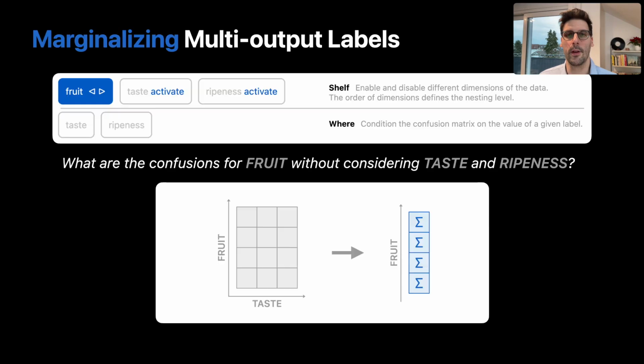The three main operations are marginalization, nesting, and conditioning. And they correspond directly to analysis tasks that a user might want to perform and can be accessed in Neo through the shelf metaphor, which we show again here at the top of the slides. So given our fruit example from earlier, using marginalization, we can investigate what are the confusions for the label fruit independent of their taste and ripeness.